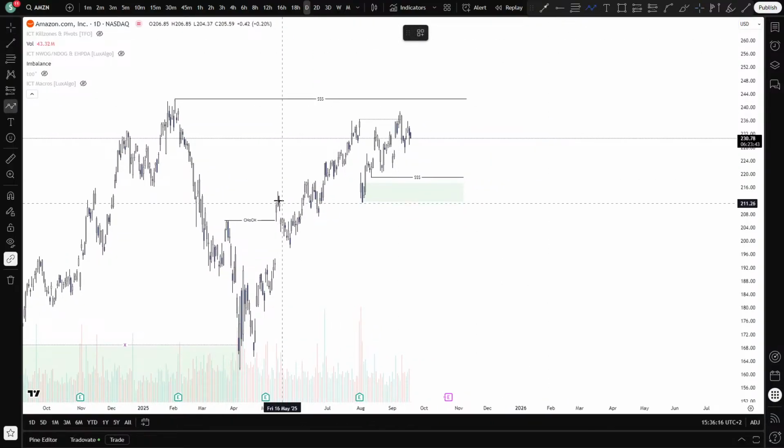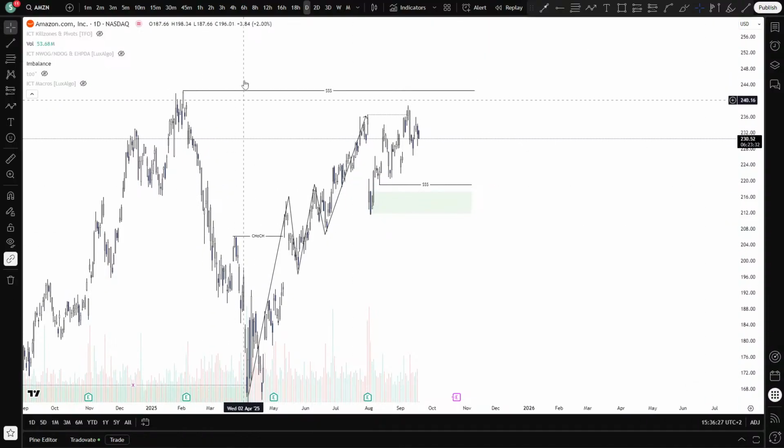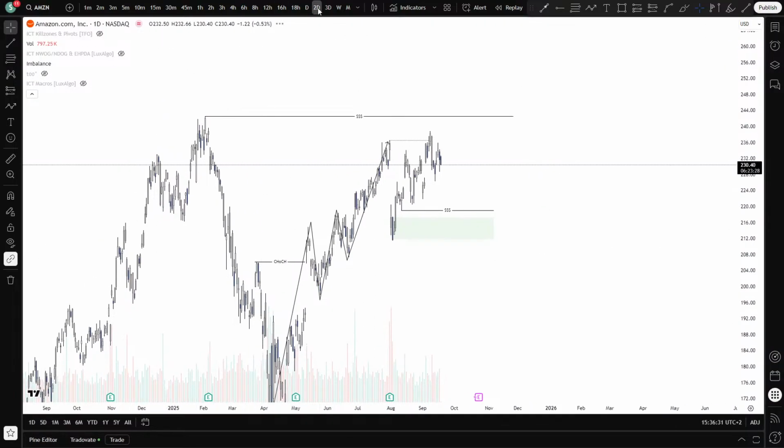On the daily, we can see after we gained that high, we put in a higher low, a higher high, a higher low, and then a pretty aggressive pump up close towards our all-time high. But from there, we got a rejection.